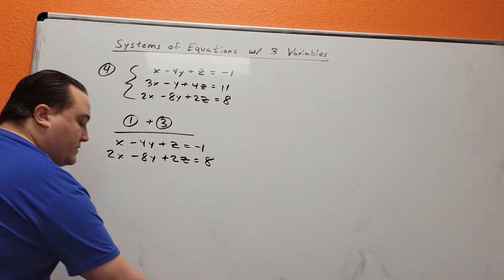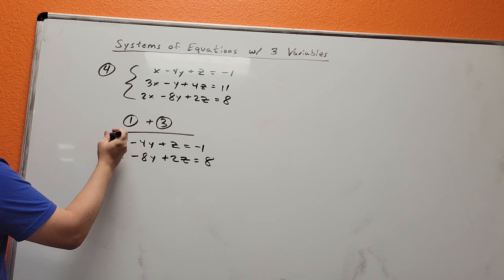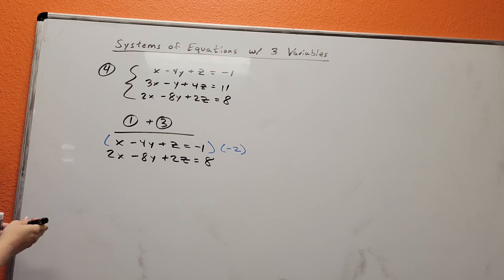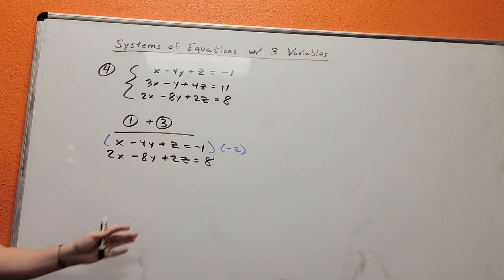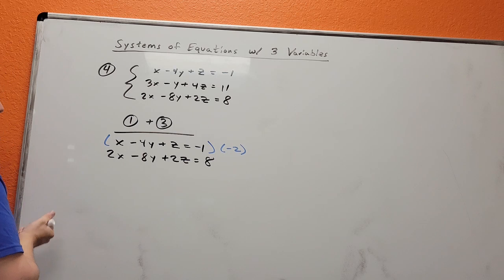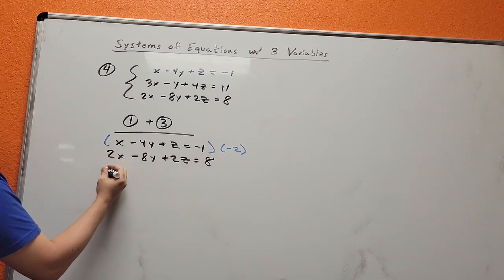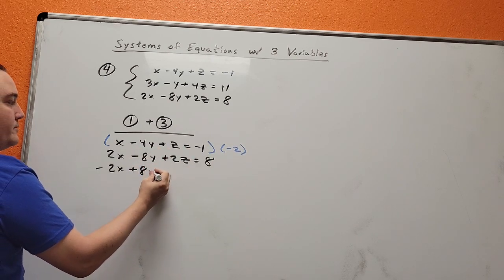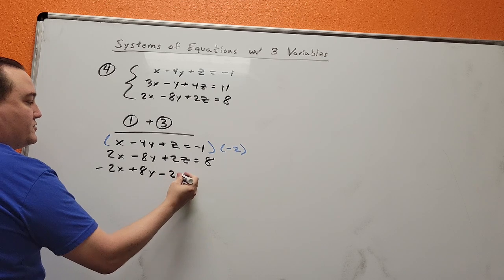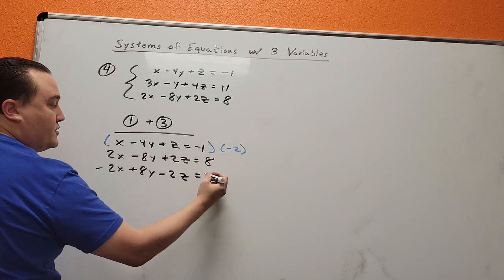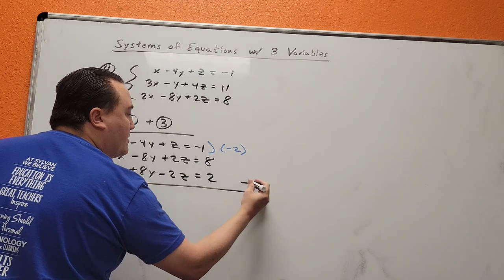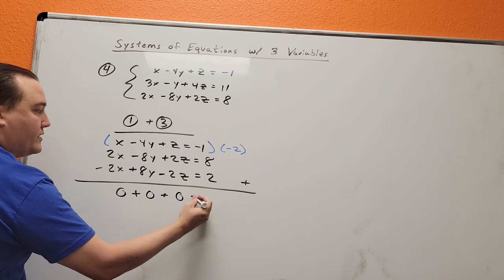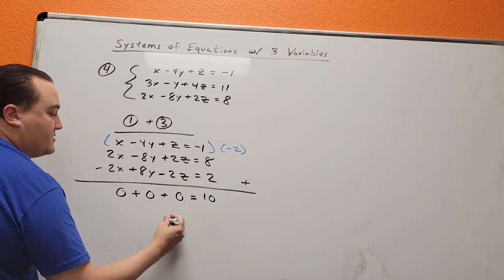Use the same elimination method, you're going to times this by -2. Because you'd want to get rid of at least one of the letters, but what's going to happen is they're all going to disappear. Because we get -2x, -2 times -4 is positive 8y, -2 times z is -2z, equals positive 2. So if we add them up, we get 0 plus 0 plus 0 equals 10. So that tells us no solution.